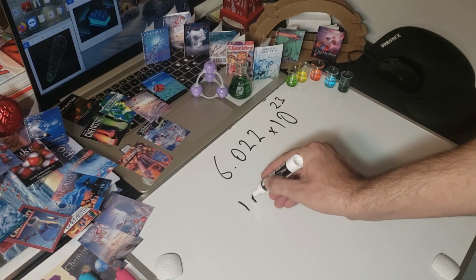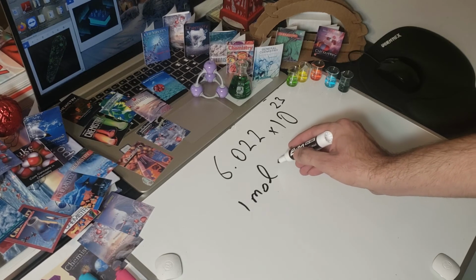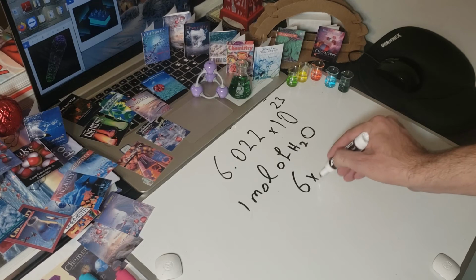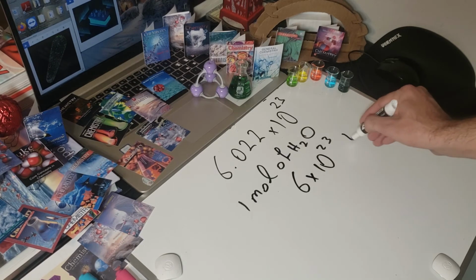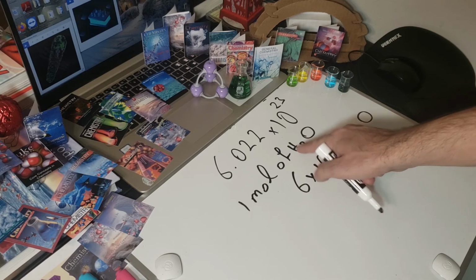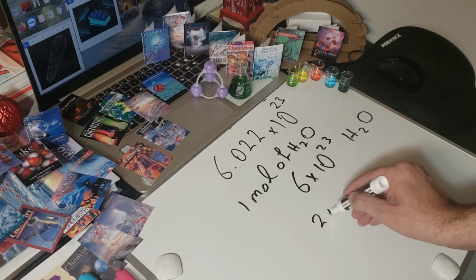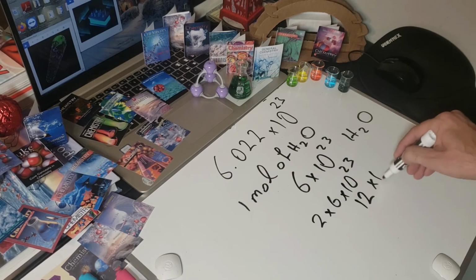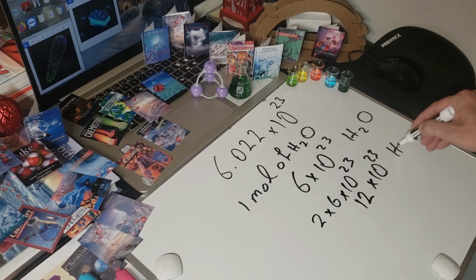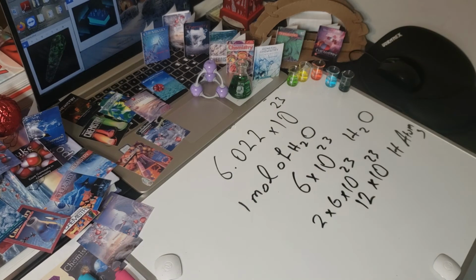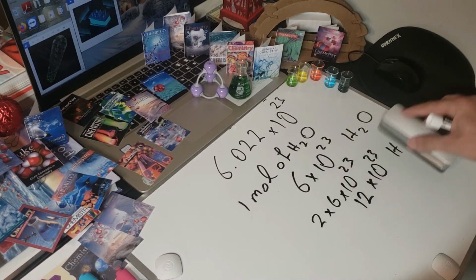It means 1 mole of H2O, for example, would have 6 times 10 to the 23 H2O molecules, and because each H2O has 2 hydrogens, you could do 2 times 6 times 10 to the 23, and that would be 12 times 10 to the 23 H atoms. So we work with this number, and later on I will do examples of this.